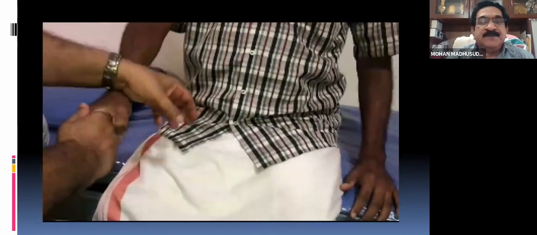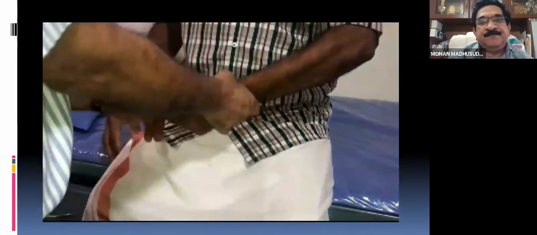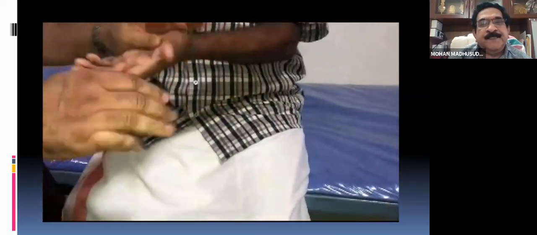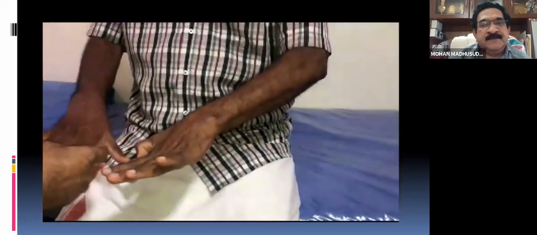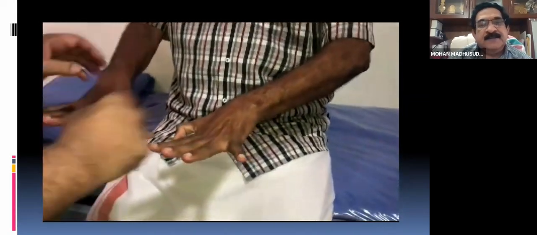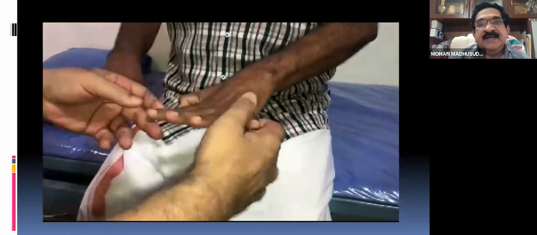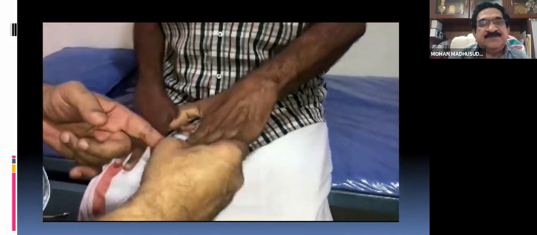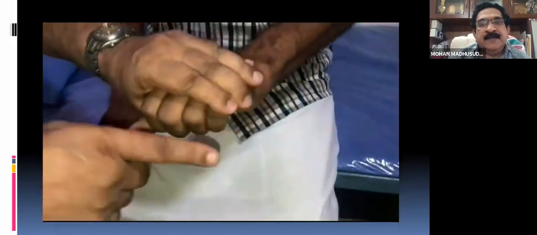The upper limb proximal power was normal. Distally, the long finger flexors were normal power. It is normal on the left side, but on the left side finger abduction, ADM was weak, FDI was weak, interossei was weak.